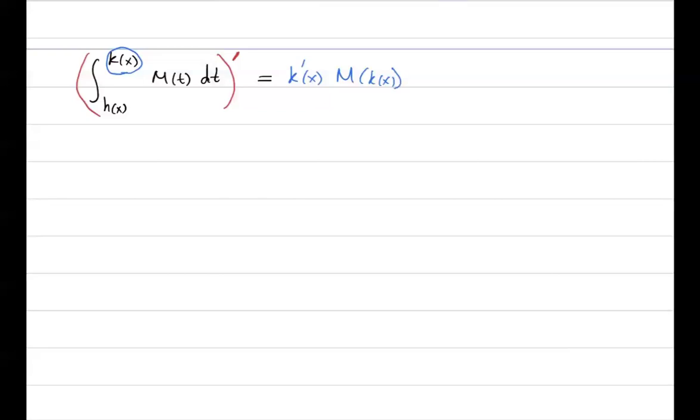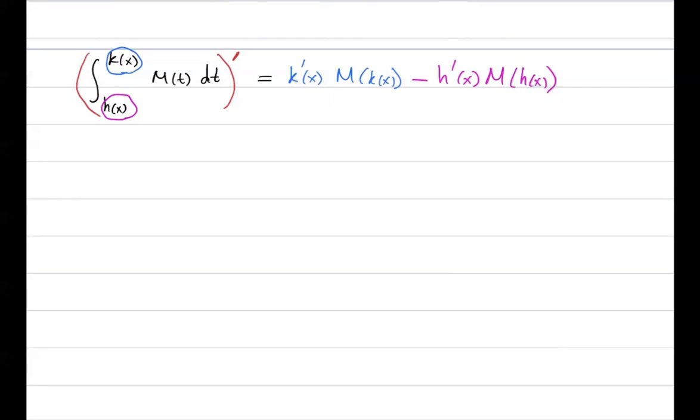In finding the derivative of the integral from h of x to k of x of a function like m of t dt, when you're taking the derivative, you take the derivative of the upper bound, substitute the upper bound into the function m of k of x, minus, now you take the derivative of the lower bound, h prime of x, and substitute that into the function, then simplify.